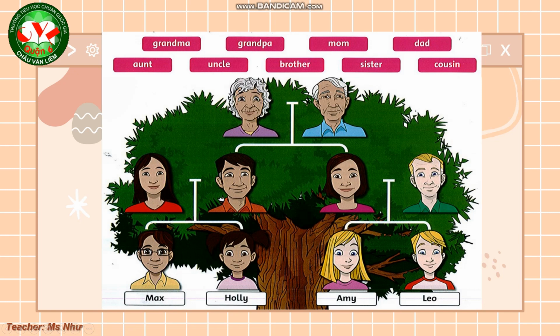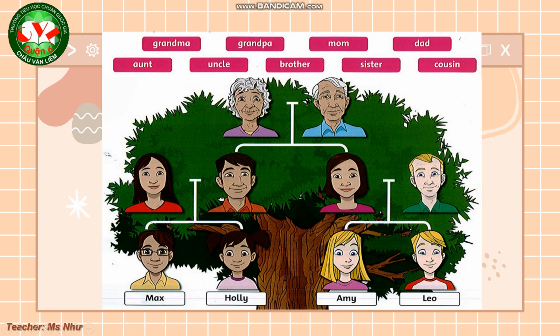But they are Max and Holly's aunt and uncle. And they are Amy and Leo's aunt and uncle. Max is Holly's brother. Holly is Max's sister, but they are Amy and Leo's cousins. Amy is Leo's sister, and Leo is Amy's brother, but they are Max and Holly's cousins.